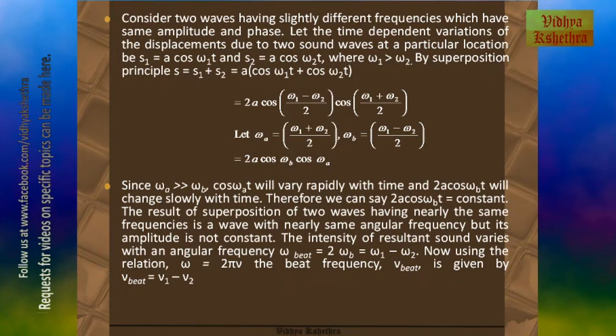The intensity of the resultant sound varies with an angular frequency given by omega beat equals 2 times omega b, which is equal to omega 1 minus omega 2. Now using the relation omega equals 2 pi nu, the beat frequency nu beat is given by nu beat equals nu 1 minus nu 2. The phenomenon of beats is used for tuning musical instruments against standard frequencies.